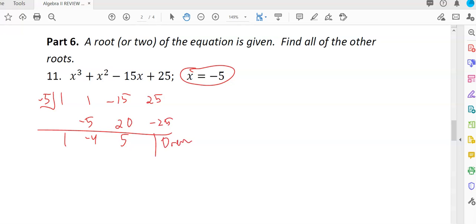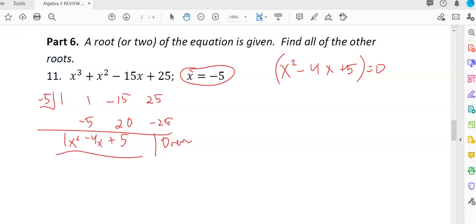Okay, remainder 0. So this is a quadratic. That's x and x squared. So once you get to the quadratic there, we know how to solve a quadratic, right? So hopefully this will factor. If not, we'll use the quadratic formula. So x squared minus 4x plus 5 equals 0. So we're trying to solve that.